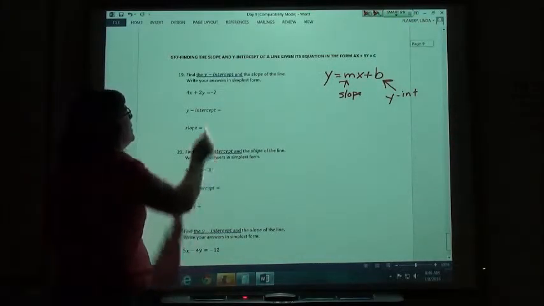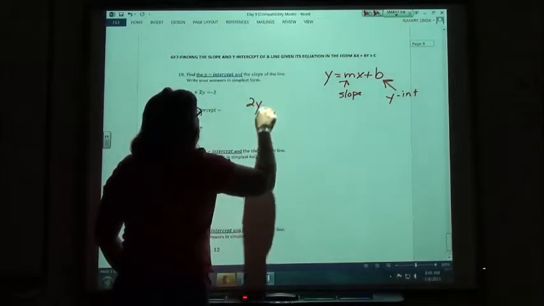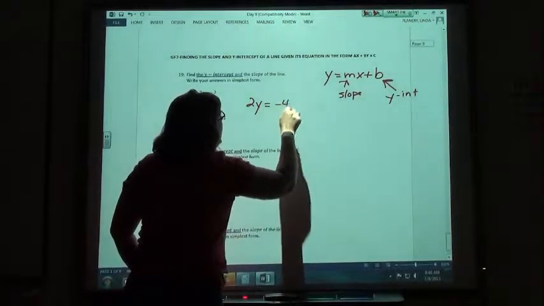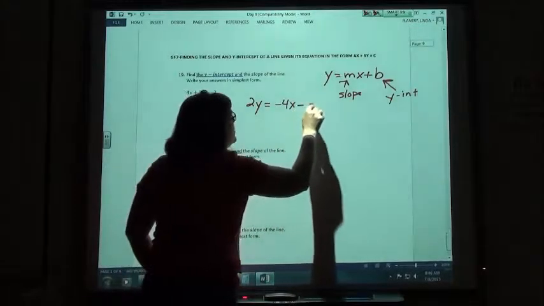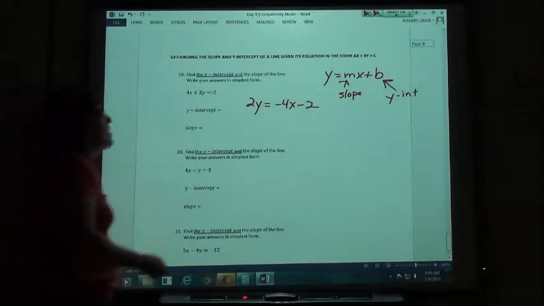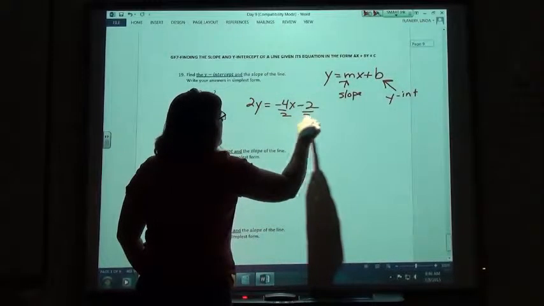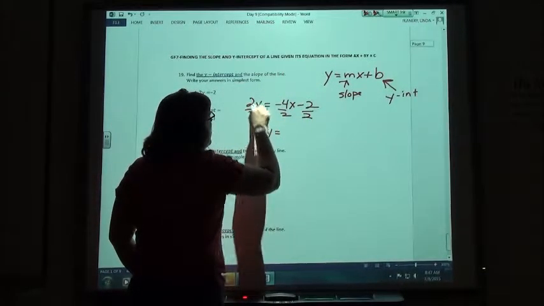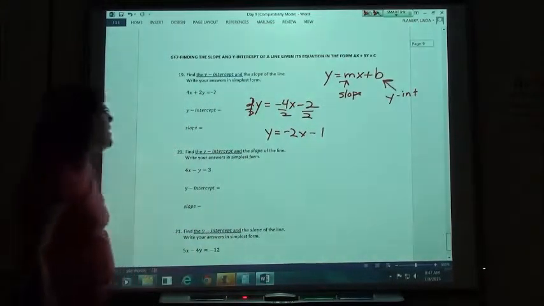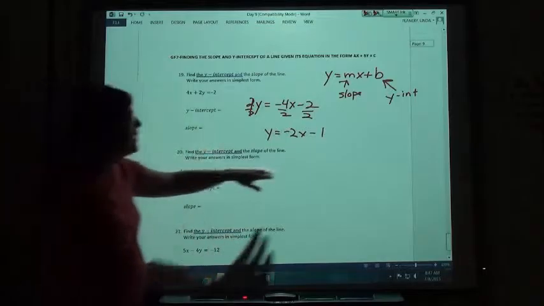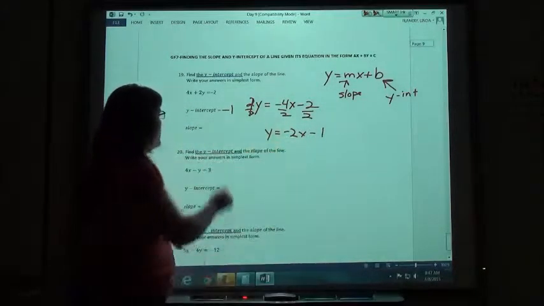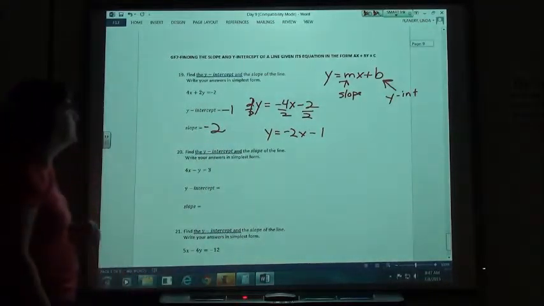So all we're really going to do is rearrange that, solve it for y, so we can pick out the slope and the y-intercept. So I'm going to leave the 2y where it is. I'm going to move my x to the other side, so it's going to become a negative 4x, and then the minus 2 goes on the end since it was already on the right side. I'm then just going to divide by 2. So y is going to equal negative 2x minus 1. So my y-intercept is the minus 1 on the end. My slope is the minus 2 that's in front of the x.